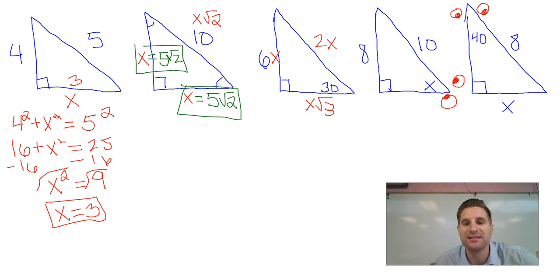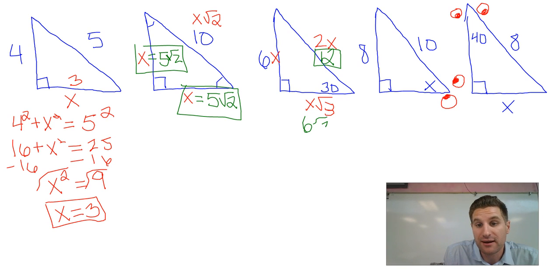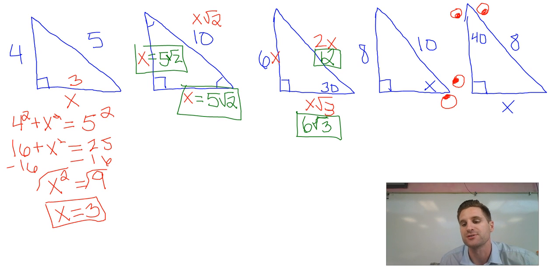Okay. And this next one, x is 6, so 2x, this position is going to be 12. And this is going to be 6 rad 3. So again, special right triangles are super fast if you know the rules. If you don't know the rules, you need practice. Okay? And these videos don't give you practice, they show you how to do it, but you need to practice them.